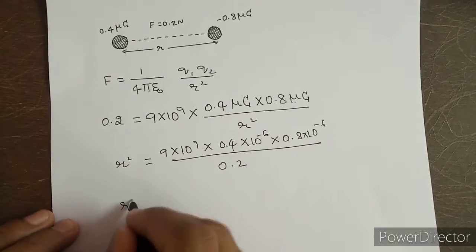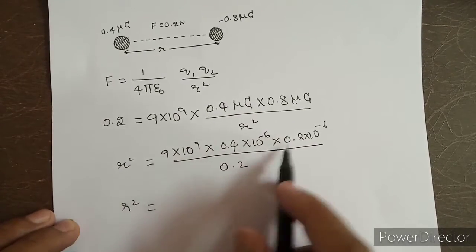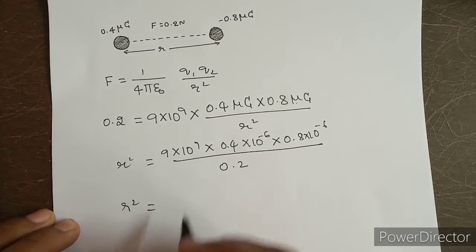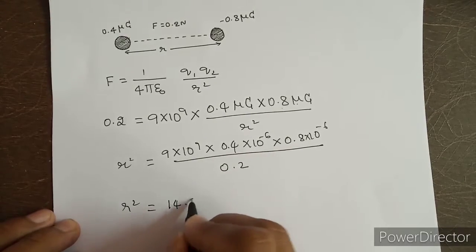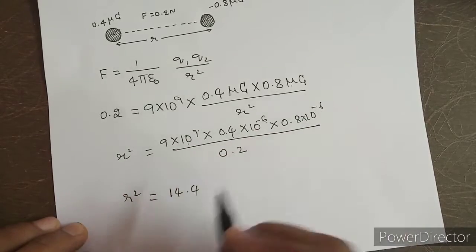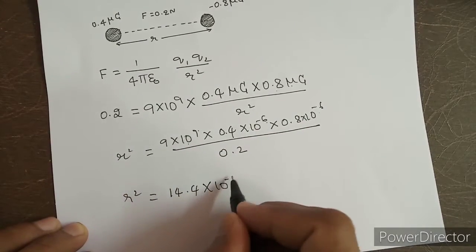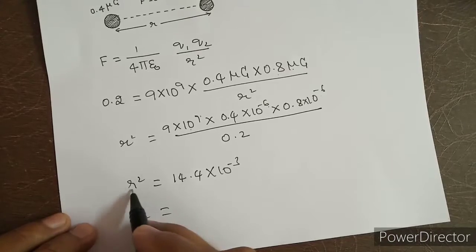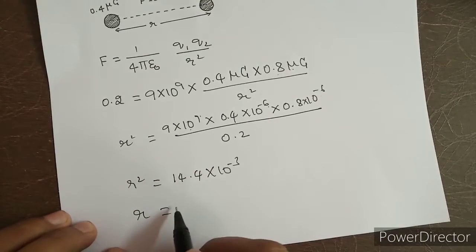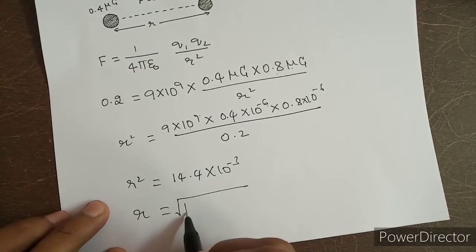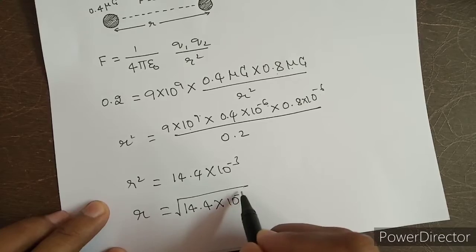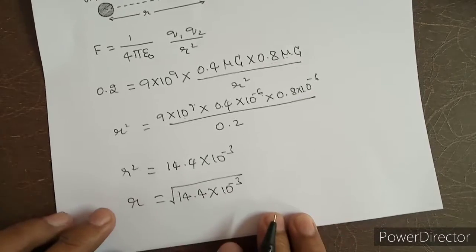So r square is equal to, if you solve this, 9 into 0.4 into 0.8 divided by 0.2 will give you 14.4. 10 to the power 9 minus 6 will give you 10 to the power minus 3. So if you want to solve for the r value here, this square will come to this side, so that you will get the square root of 14.4 into 10 to the power minus 3. If you have a calculator, you can calculate this directly.